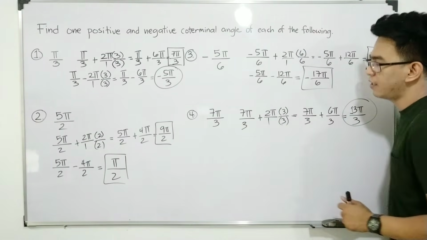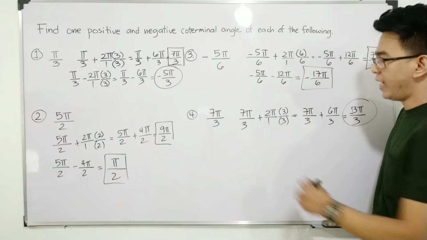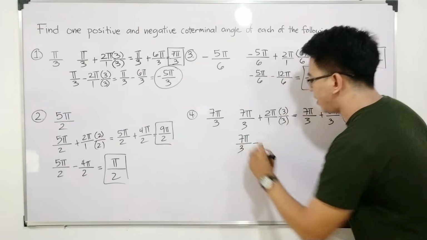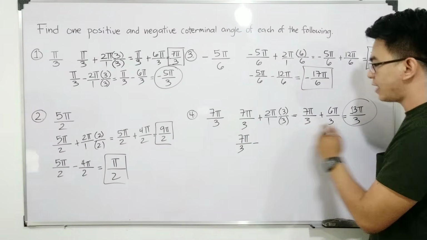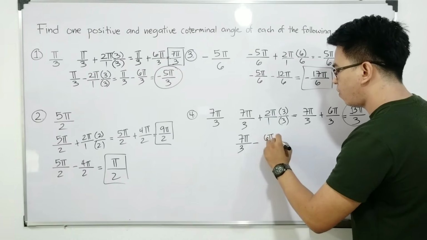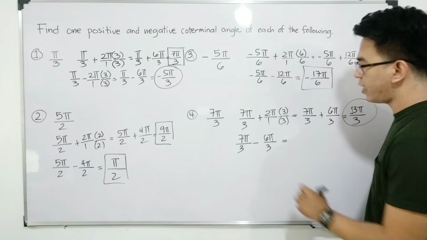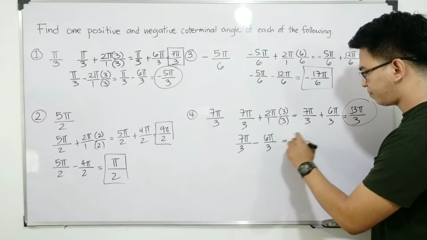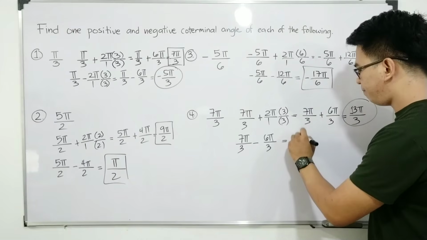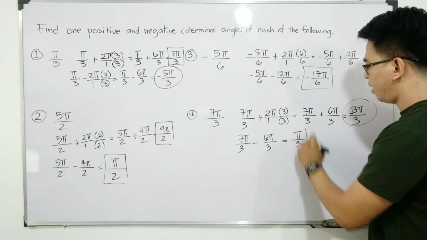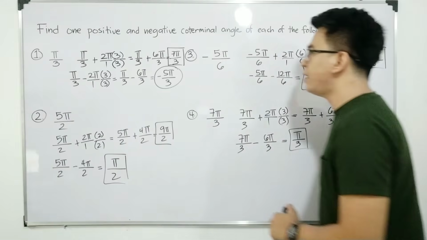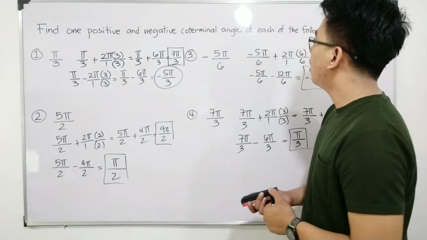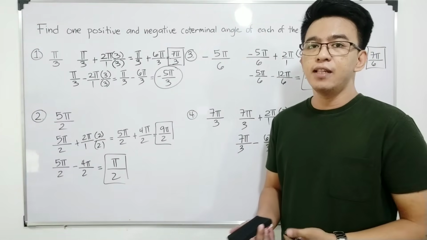And lastly, guys, we will subtract 2 pi. We have 7 pi over 3 minus yung 2 pi natin is equivalent to 6 pi over 3. And finally, the answer here, 7 pi minus 6 pi, this will give us the answer of pi over 3. And yan. I hope na nakuha yung concept natin kung paano makakuha ng coterminal angles of a given angle in radian measure.